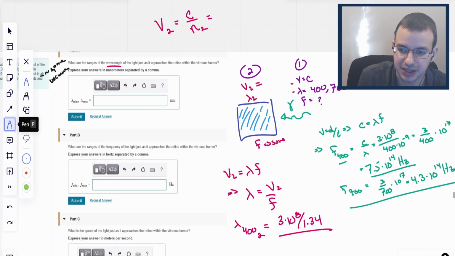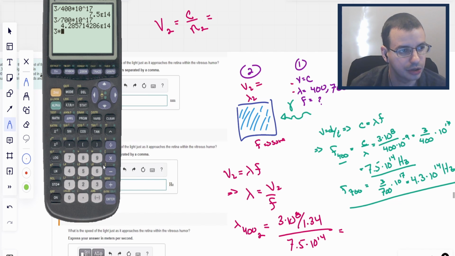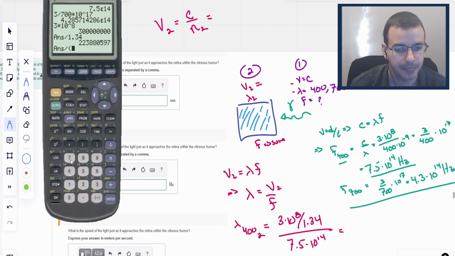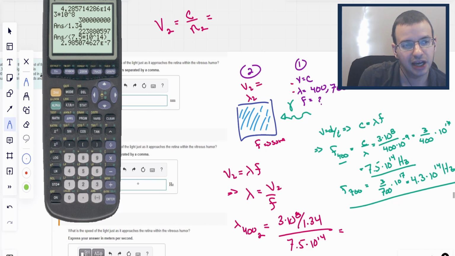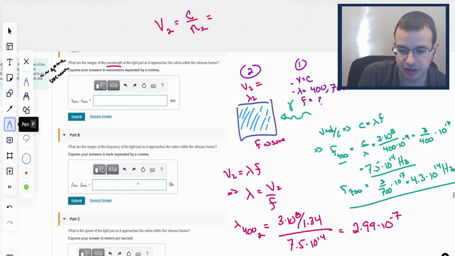Let's see, first one we had was 7.5 times 10 to the 14th. I'm going to put that in the calculator real quick, and I could probably simplify that, but I'm not going to. 3 times 10 to the 8th divided by 1.34 divided by, I'm going to do quantity here, 7.5 times 10 to the 14th. That gives us a value of 2.99 times 10 to the negative 7th, which is the same as 299 nanometers.